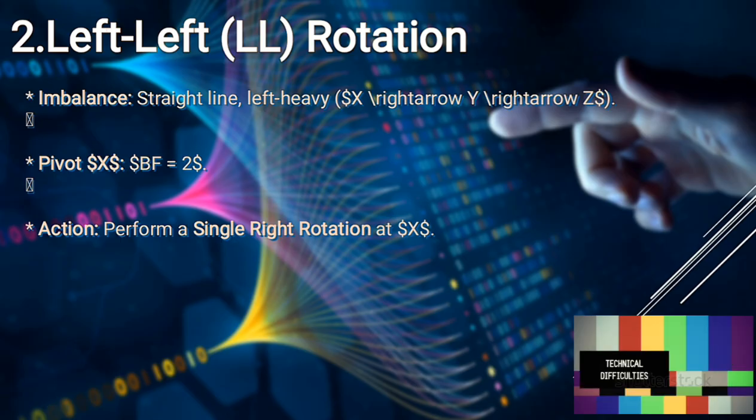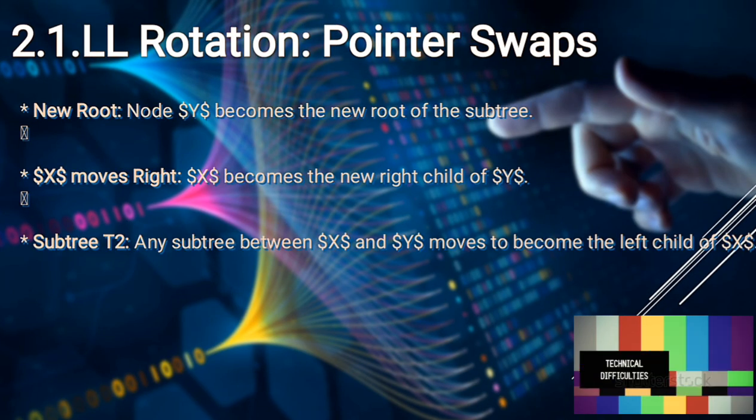Now we have the symmetric case, the left rotation. This is also a straight line imbalance, but going down and to the left. Here the pivot node has a balance factor of +2. This LL imbalance is fixed with a single right rotation on the pivot. The pivot's left child, let's call it Y, becomes the new root. The pivot X becomes the right child of Y. Simple single rotations fix all straight leg imbalances.